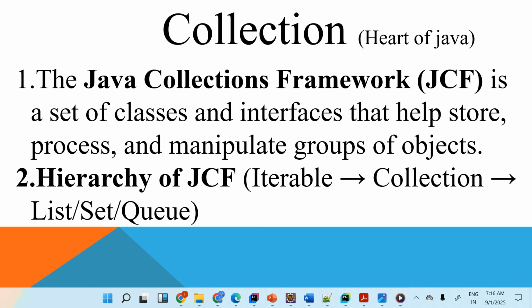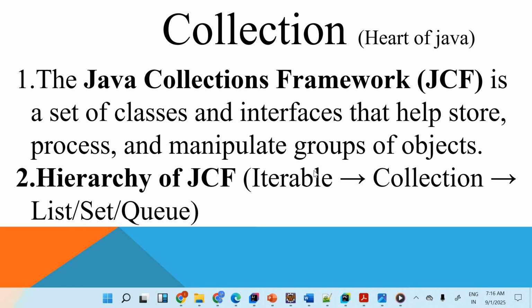So we have many types of data structures, and we will look at what the different types are and how they work. And the hierarchy of JCF: Iterable is a kind of interface which is the parent of all the collection-related interfaces and classes. And collection has three child interfaces: list, set and queue.